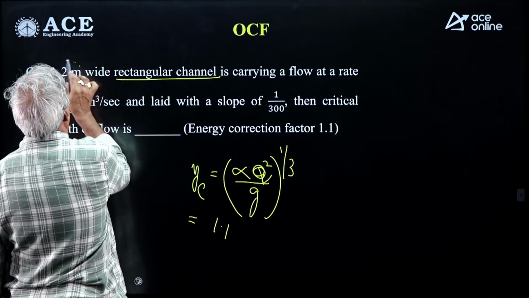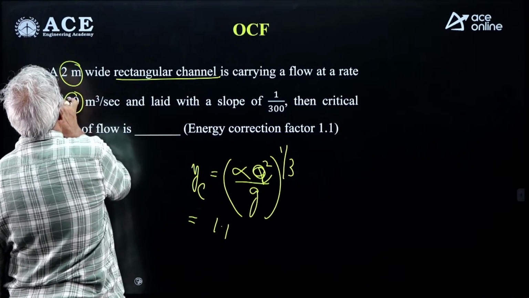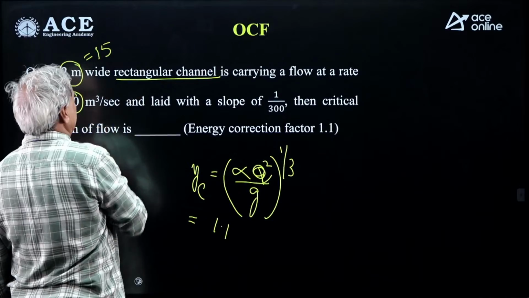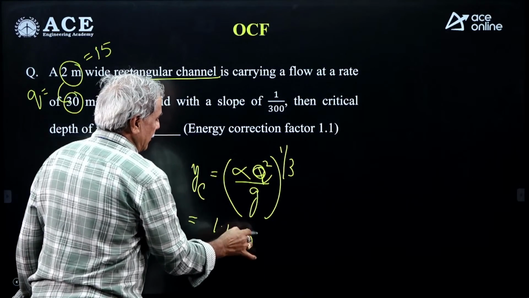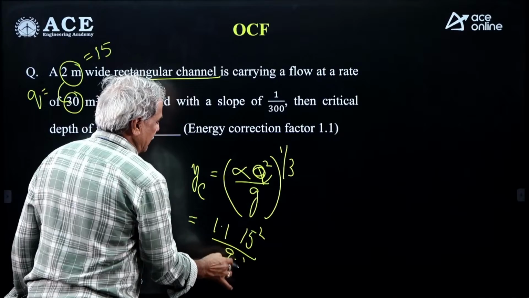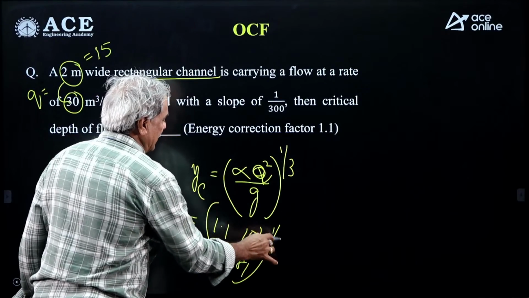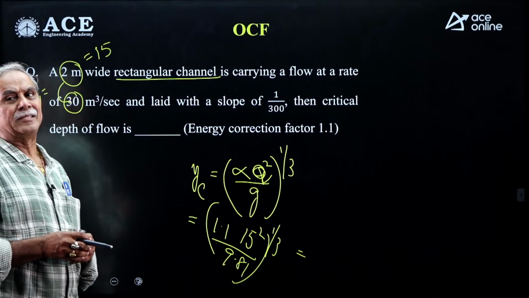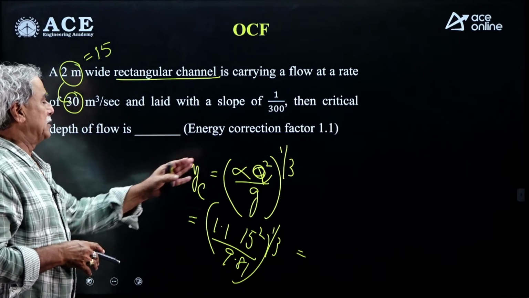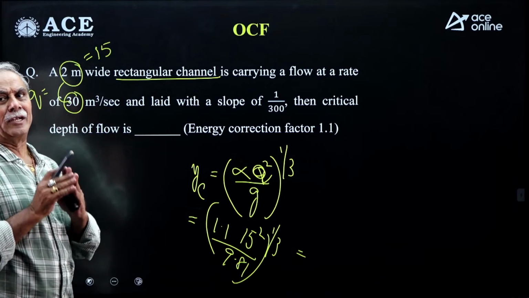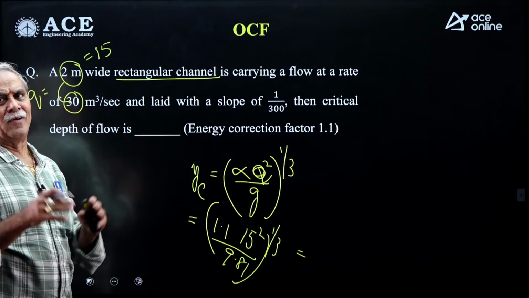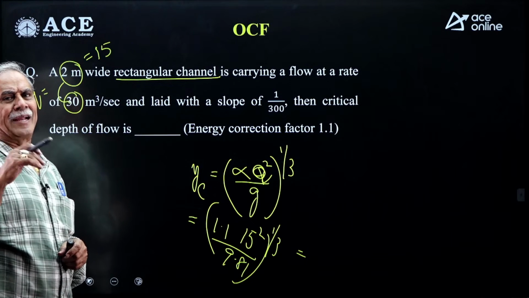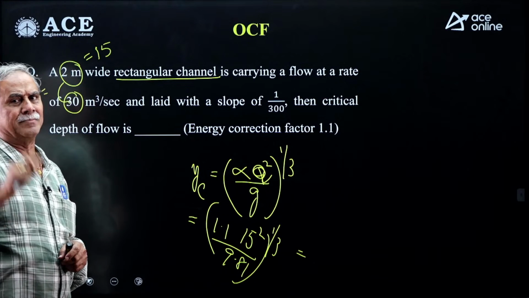Discharge is 30, bed width is 2 meters. Small q will be 30 by 2, 15. 15 square by 9.81, whole power 1 by 3. You can simplify; approximately we will get around 1.36 meters. So it is a very simple problem, straight away. Don't take up any longer procedure. It's a wide rectangular channel, the Yc formula is a direct formula. If energy correction factor is not given, take it as 1.